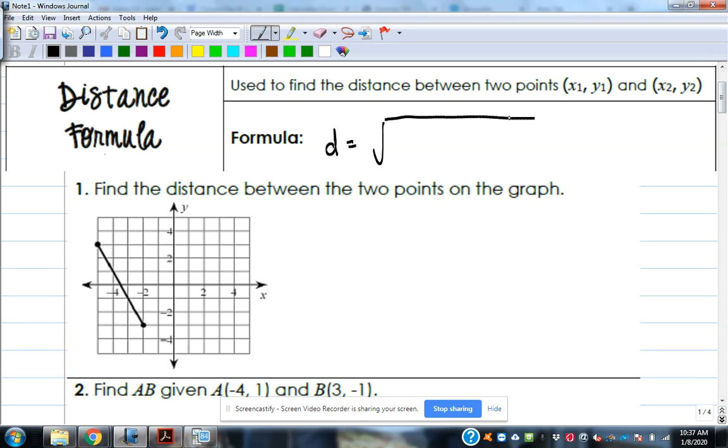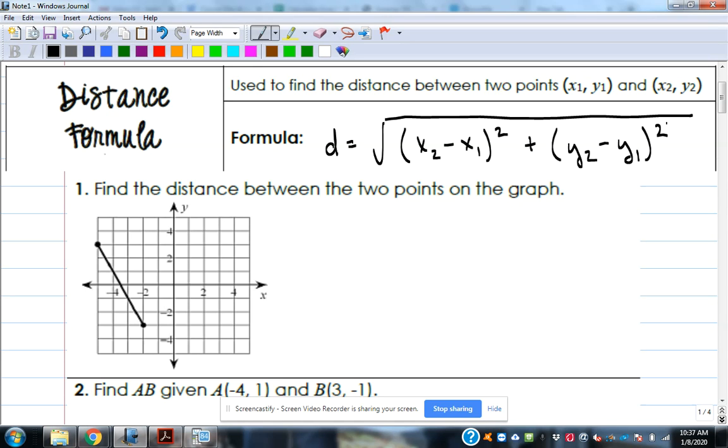hopefully this is not unfamiliar to you. You take your x values and subtract them, square that answer, and then add the difference in the y values squared. That's the distance formula. Subtract the x's. Technically, it does not matter what order you put them in. And then square that difference.